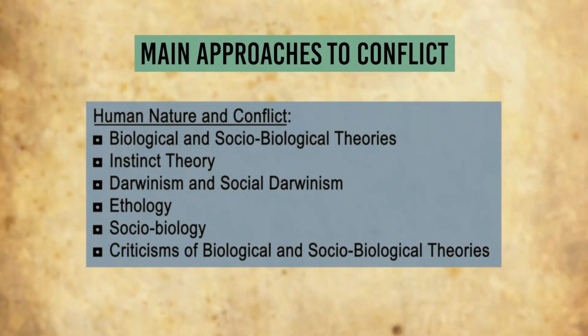What are the main approaches to conflict? Firstly, on the basis of human nature and conflict: biological and socio-biological theories, instinct theory, Darwinism and social Darwinism, ethology, sociobiology, and criticisms of biological and socio-biological theories.